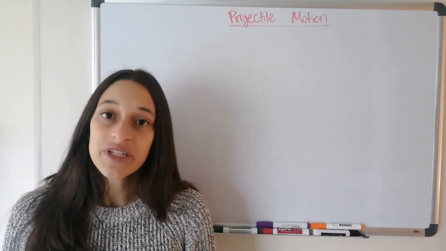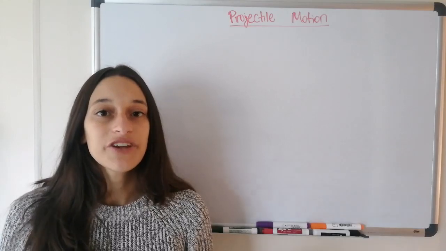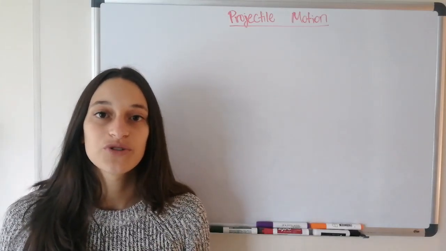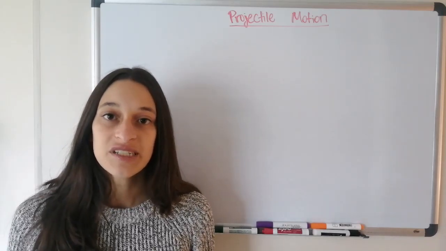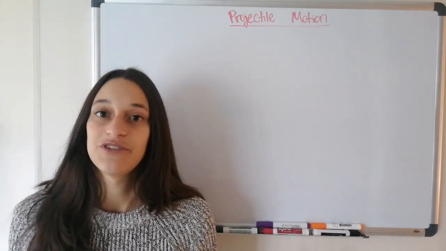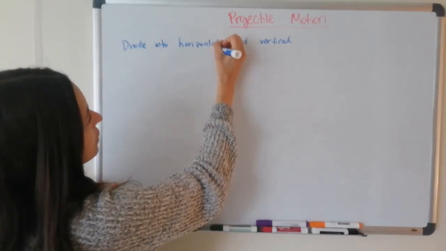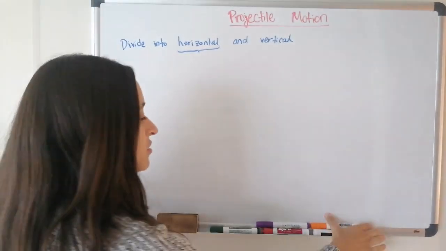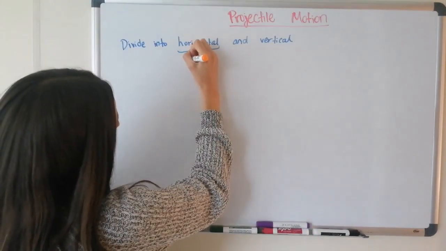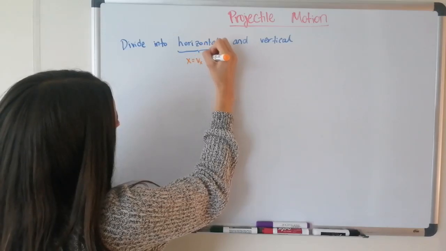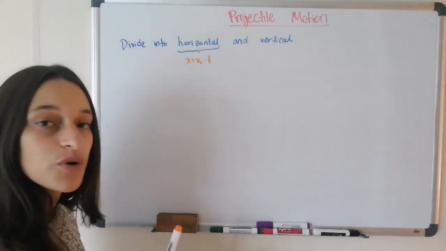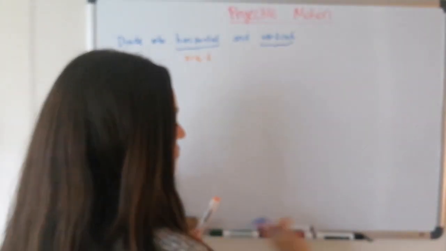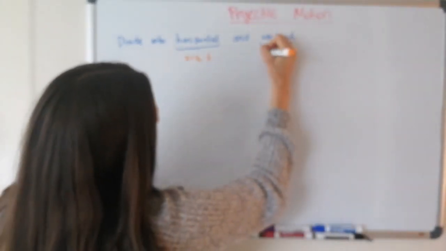So what we need to remember first is that everything we do has to be separated into horizontal and vertical. And we're always going to work with those two completely separate, even using different equations and different variables. So remember, for horizontal, we're only going to have one equation, which is x equals vx times t. And for vertical, we're going to use the other three equations of motion, or kinematic equations, which are the following.